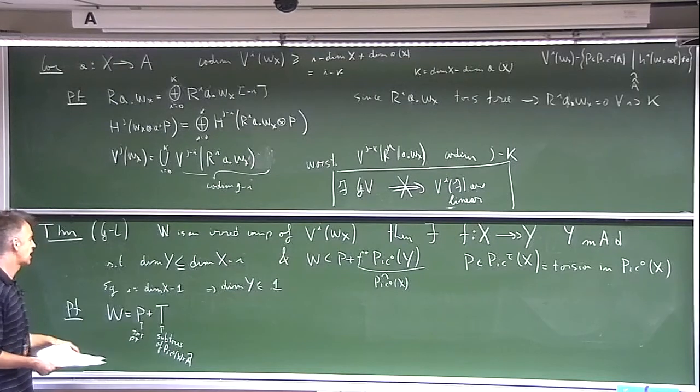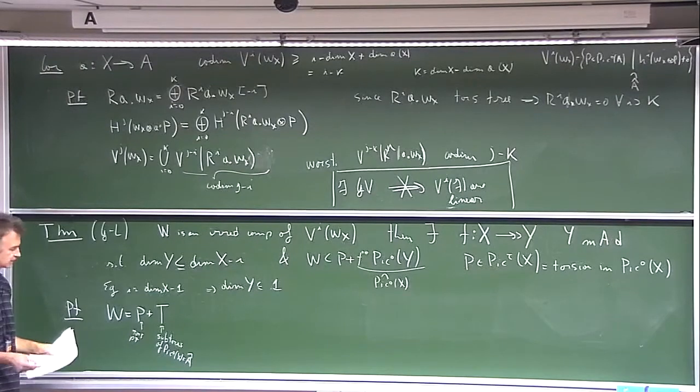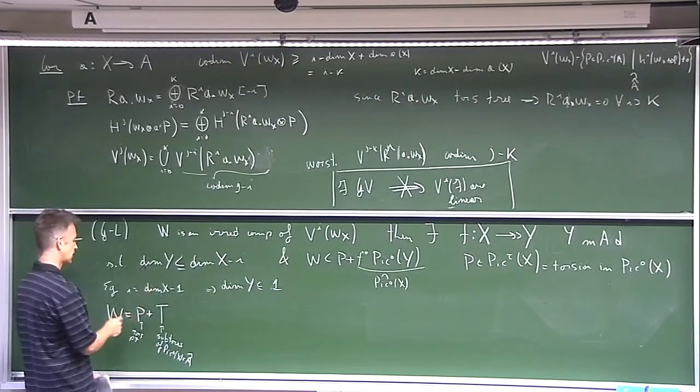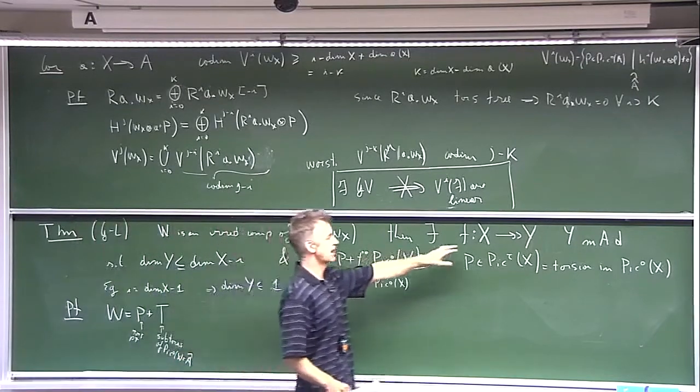You're not proving Green-Lazarsfeld. No. I'm proving this corollary of their result, just using everything that we know so far. So I'm trying somehow from this component to get this map to appear.